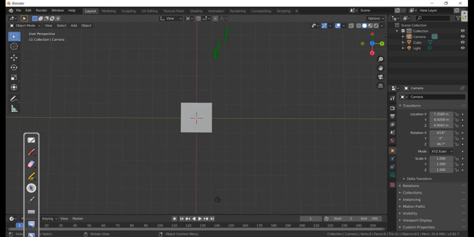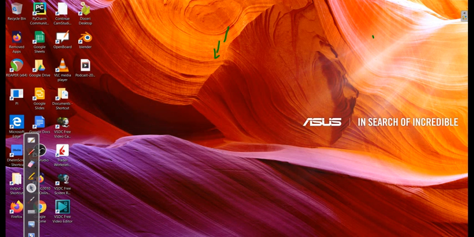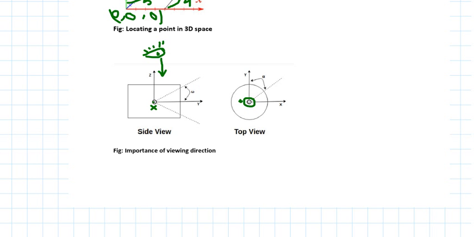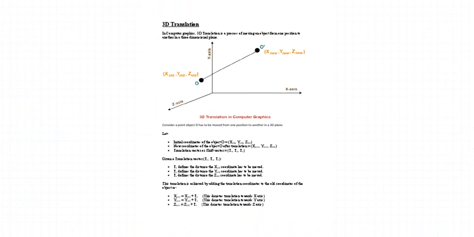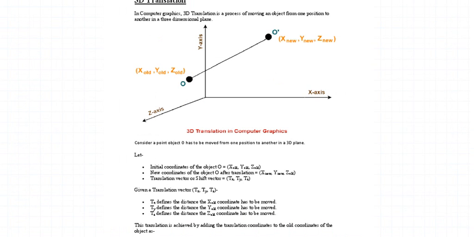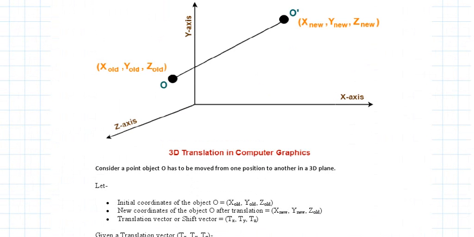Now I think this top view and side view make sense to you. You are going to use these concepts while you study rotation in 3D. For today, we are going to study only the translation, the simplest one. So, can you think of translation in 3D?